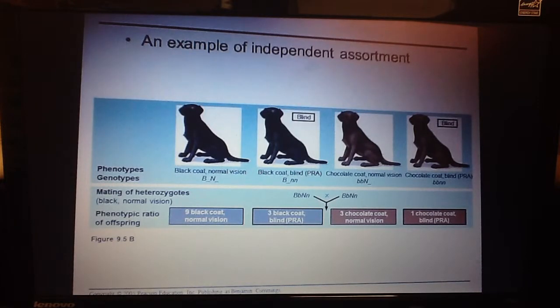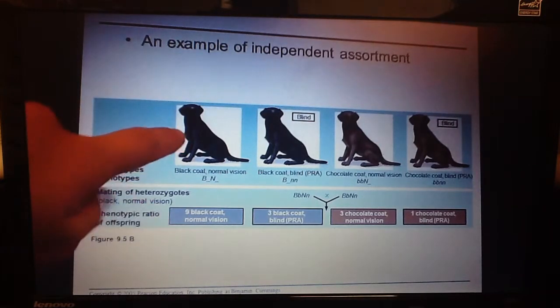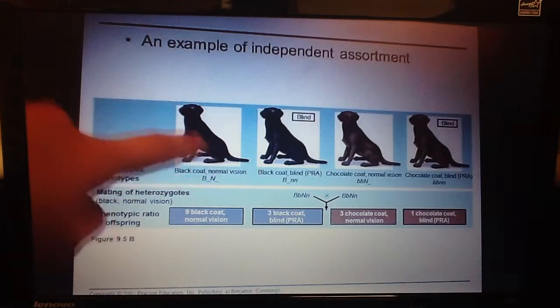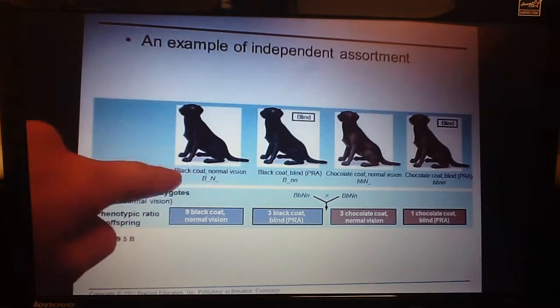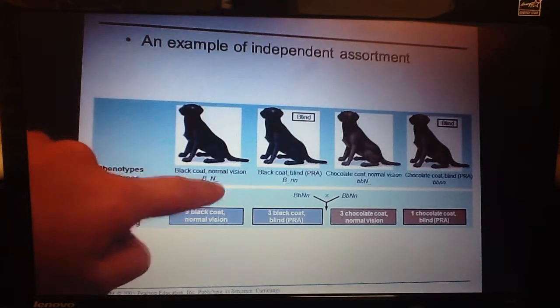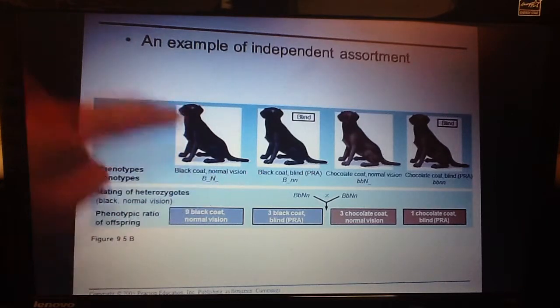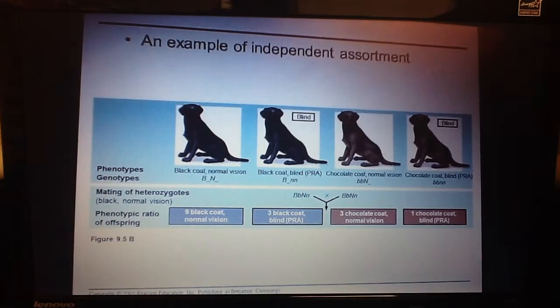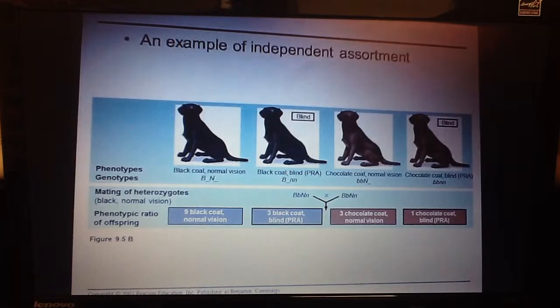When you are mating heterozygous animals, what we can see is that this black lab here has a black coat and normal vision. And it turns out that black coat and normal vision are dominant. So we know that they have at least one dominant allele. We don't know what their second allele is, but we at least know that they have that.